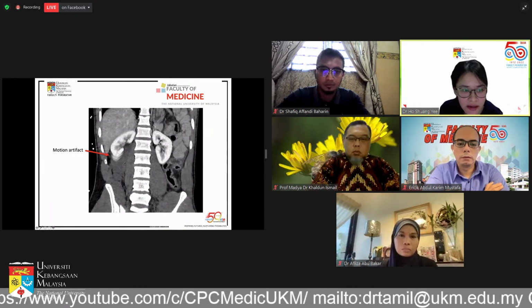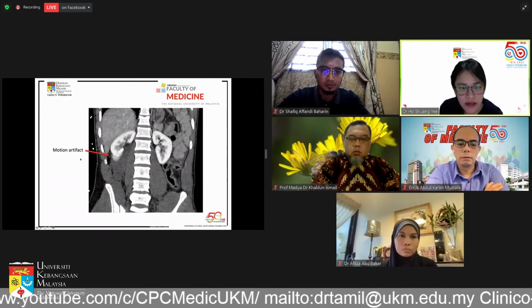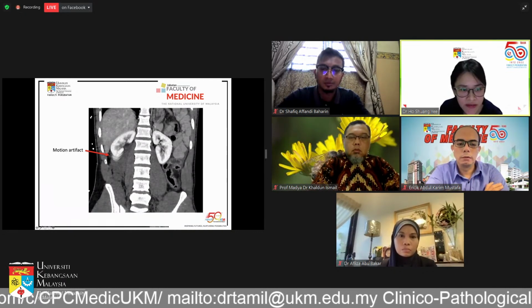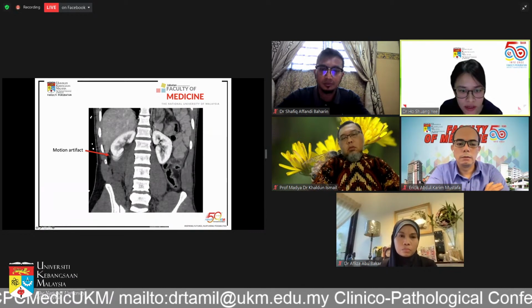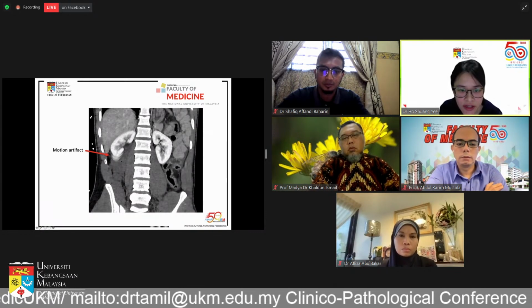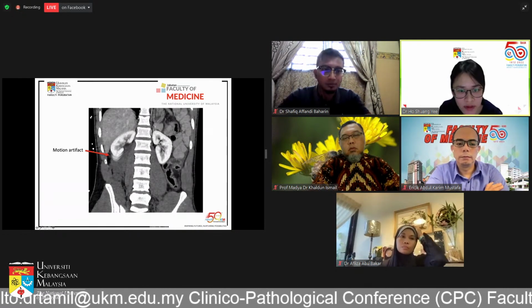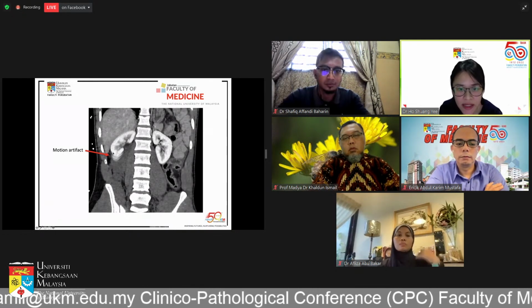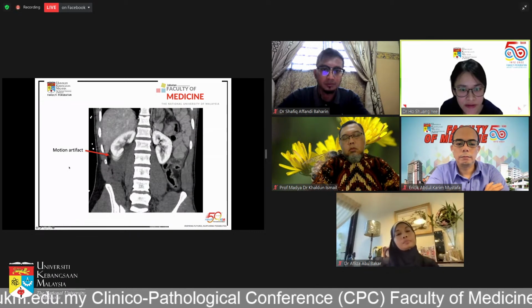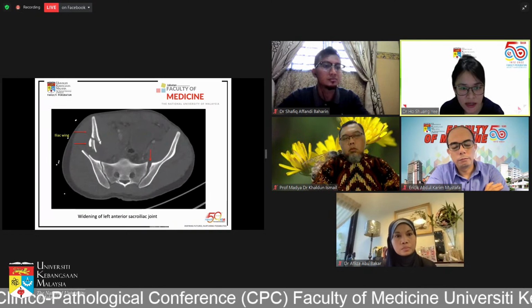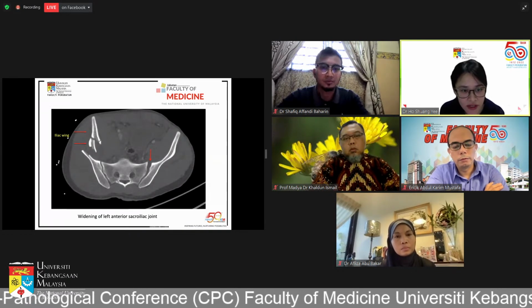And this is another pitfall in imaging I would like to share with you: sometimes the patient has a breathing artifact. We have this motion causing a degradation of the images. But for this case, even with the motion artifact, we don't think the patient is suffering from any right renal injury. So on a bone window, you can see this is the most striking finding for this patient.